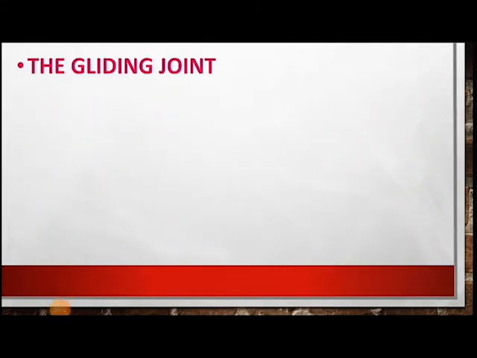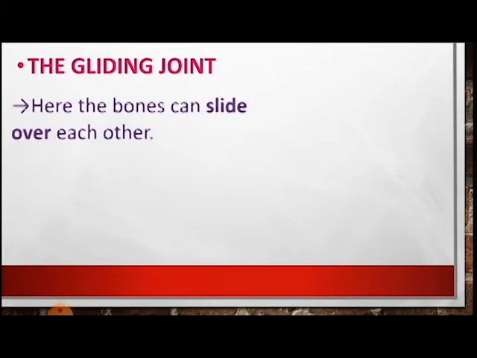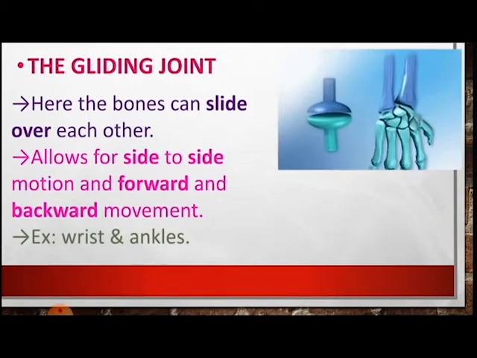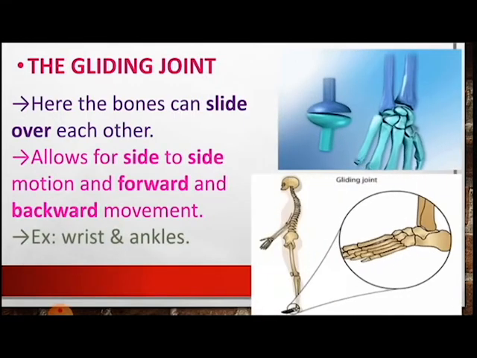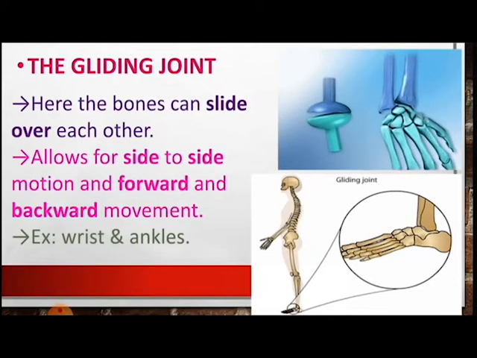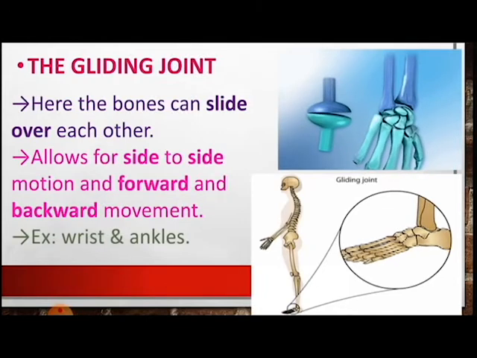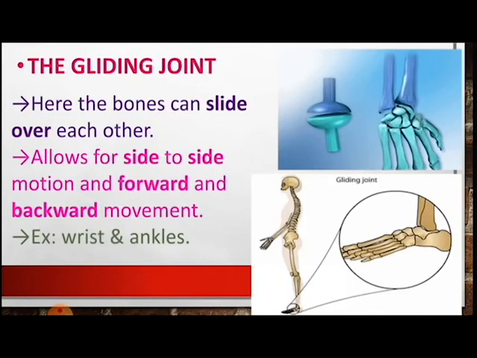And the gliding joint. In this kind of joint, the bones slide past each other. Gliding joints are present in ankles, wrist and the backbone. The gliding joints present between our vertebrae allow us to bend, twist and turn at each point.